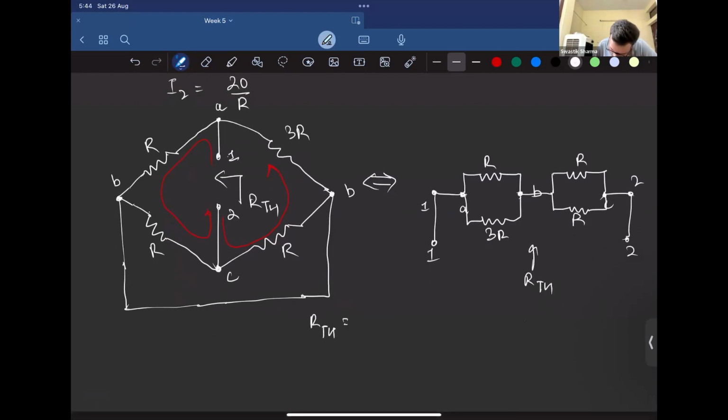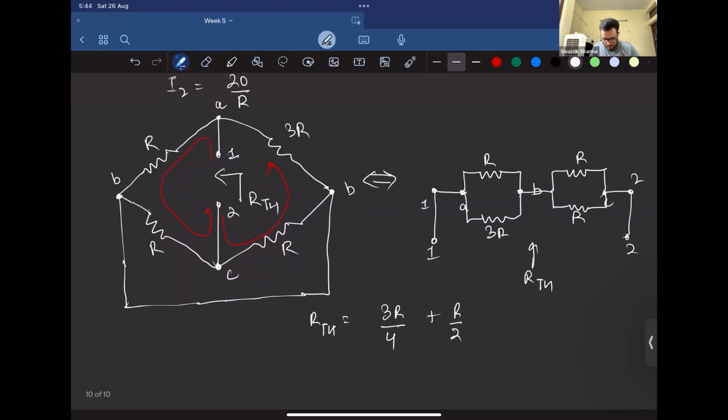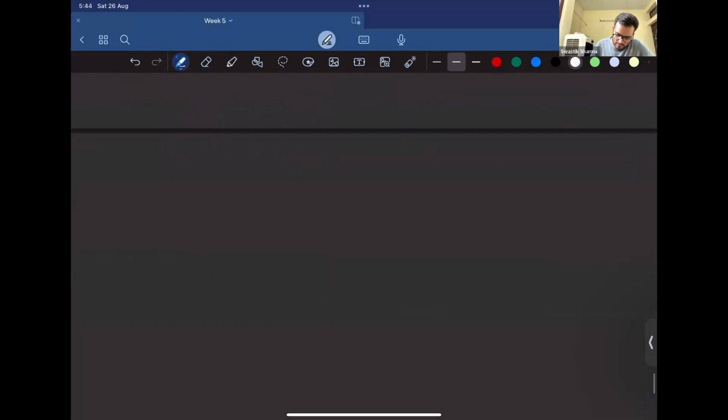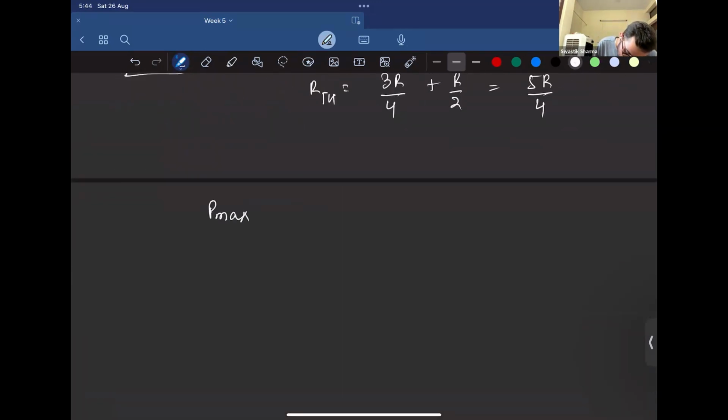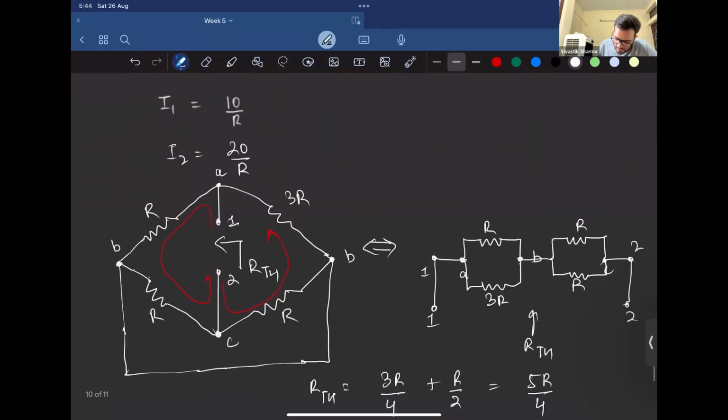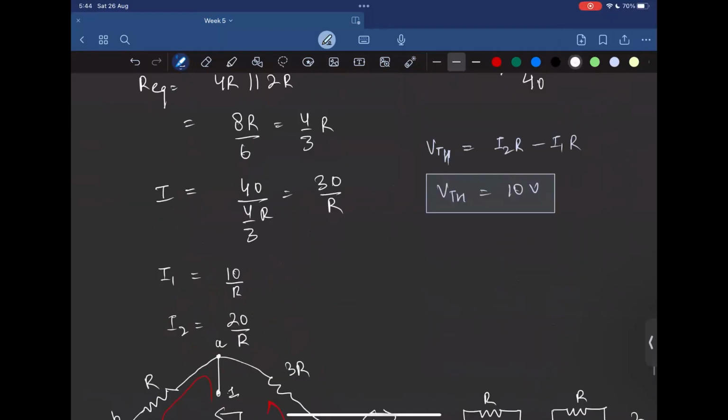RTH would be 3R by 4 plus R by 2, right? Is this correct? Which is equal to 5R by 4, right? So now it is saying the maximum power that's transferred, P max, is 10 watt, which is equal to VTH square by 4 RTH, which is equal to 10, right? What is VTH? We calculated VTH, right? VTH will be 10. Yeah.